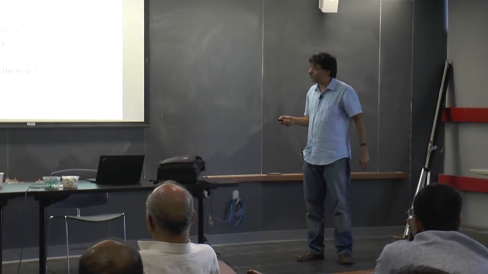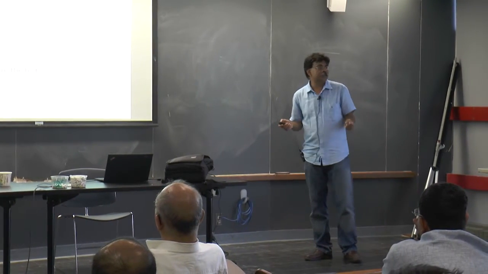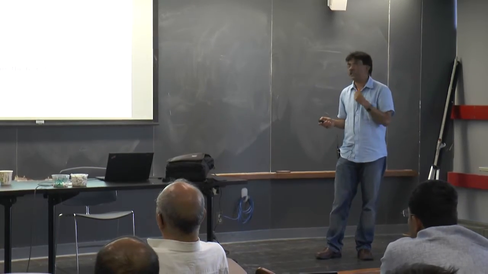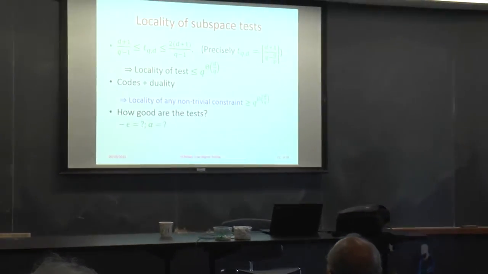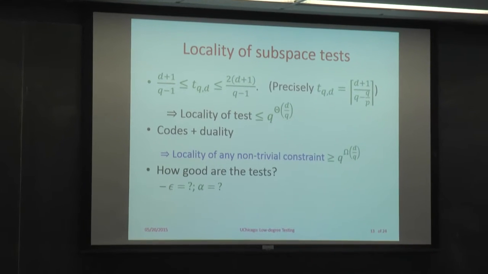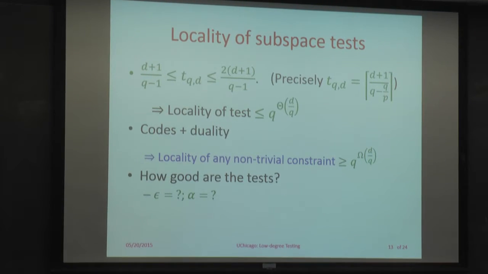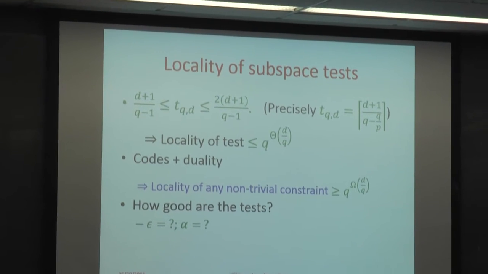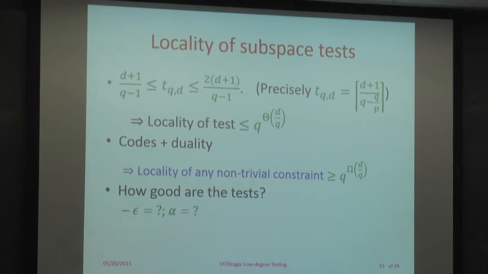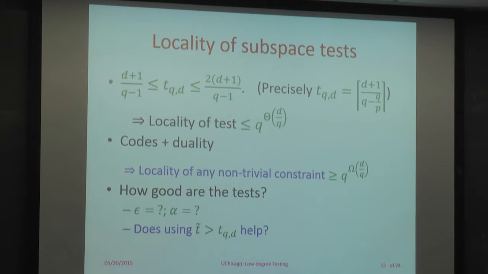So, how good are the tests? What we have now figured out is the locality we are going to get. The L that we were seeking is going to be something like q to the d over q. What is the epsilon that you are going to get? I give you a function differing from low degree polynomials in 1% of the points. How far away is it going to be? What kind of alpha are you going to get? One of the questions that we will be asking is, does it really help to take much larger dimensional spaces and look at functions over there? Is this beneficial? And the answer is probably yes and no.